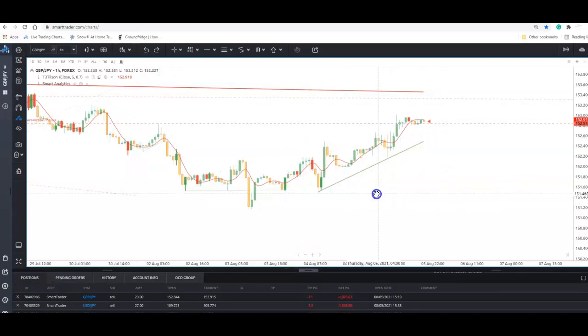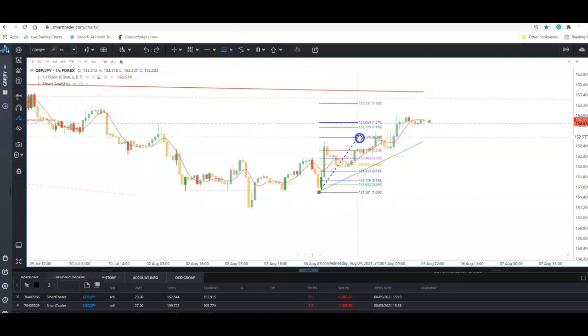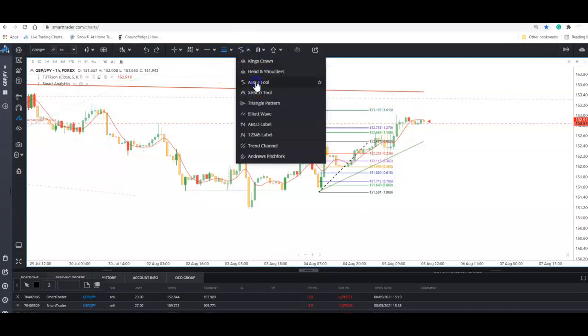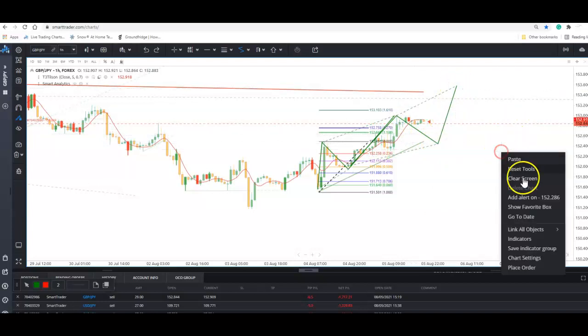And then we have another one here. A, B, C, and D. Almost hit that 161 extension. That's our target right there. So again, understanding the language of Forex, looking for a pullback for a C, and targeting D up here.